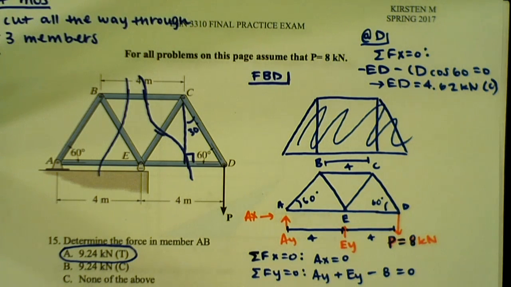If he only asks for maybe 3, I recommend trying to do method of sections. If he asks for all of them, I would do method of joints, but if you really just love method of sections, do it, and then whatever else you want after that. Any questions? Yay, nay?